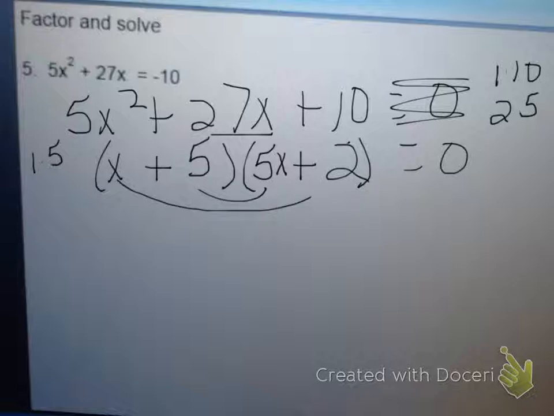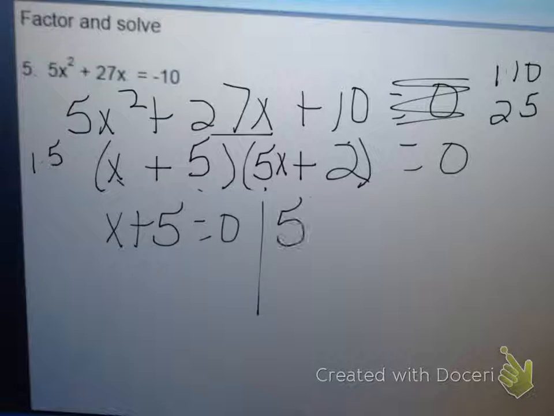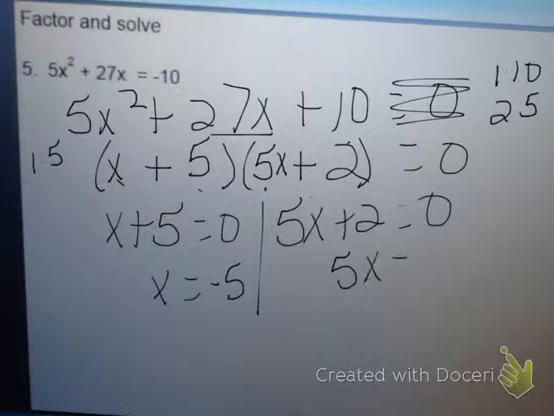Okay, now your outside is 2x, your inside is 25x, which is 27x, and that is your middle term. But I'm not finished. Now that I have factored, I now put each one equal to 0 and solve. Subtract 5, so I get x is equal to negative 5. On the other side, subtract 2, and x is equal to negative 2/5.